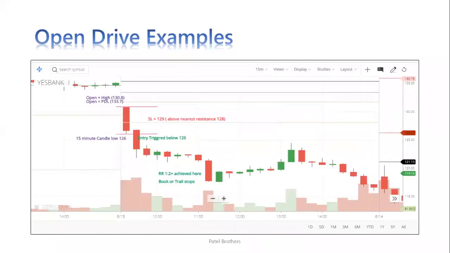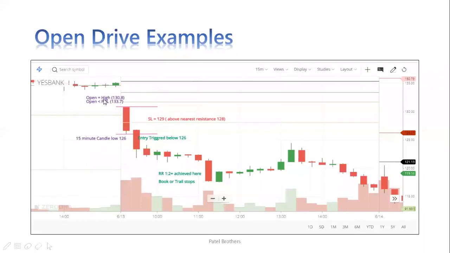So here, this is Yes Bank. This was the day when it broke the 52-week low by a gap down. Here, there was open equal to high. It was 130.8. This was a Thursday, I guess. I missed this trade. I couldn't take this trade because it was a Thursday and it was an expiry. Otherwise, I must have taken this trade.